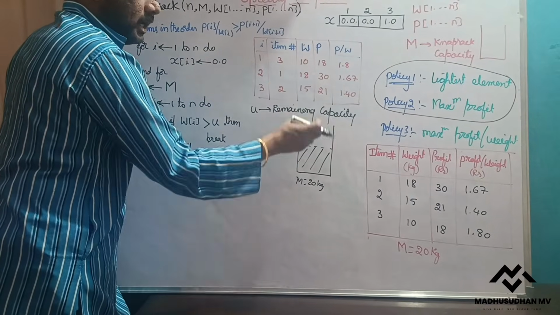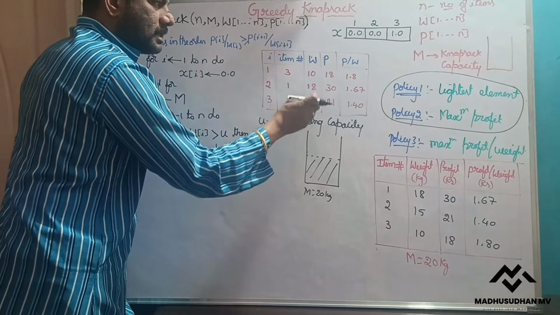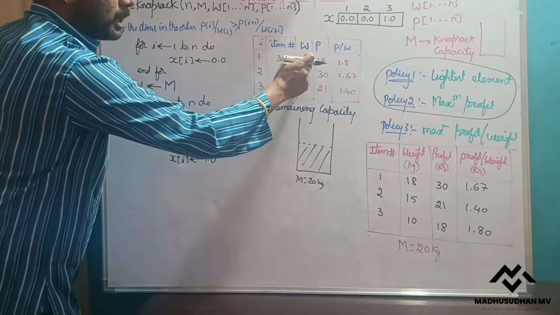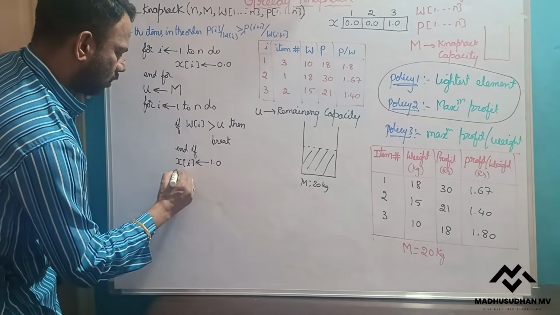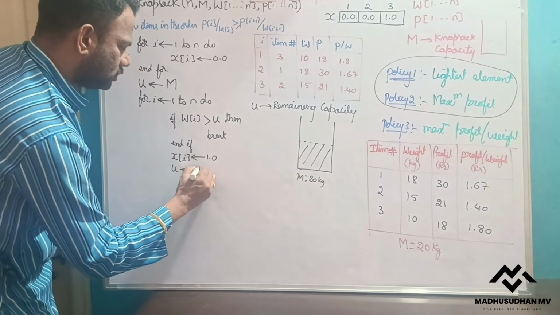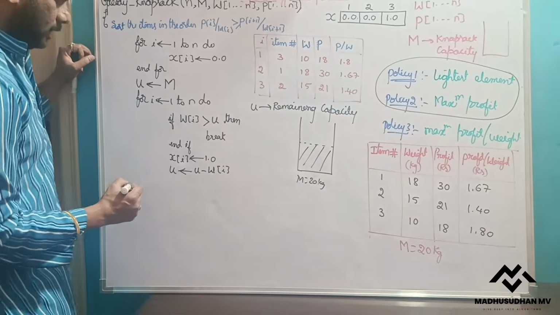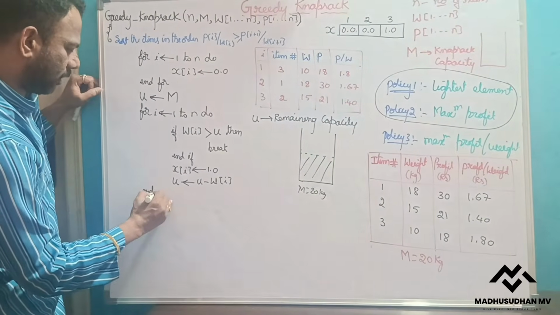Suppose this item is 12 kg, 20 minus 12. Now in this case, this is 10 kg, this is 20 kg, 20 minus 10. So that means I have to reduce the remaining capacity. Now remaining capacity is reduced by how much? The weight of that particular object. Okay, so that's it. This is end for.